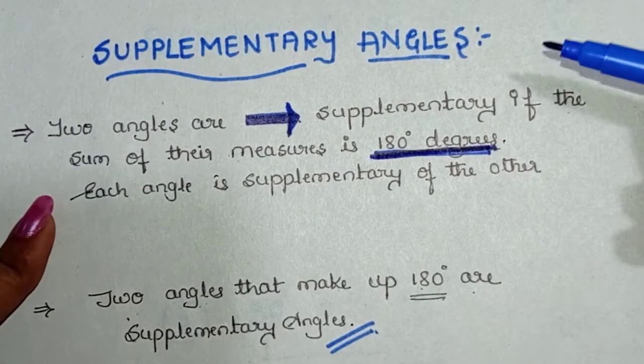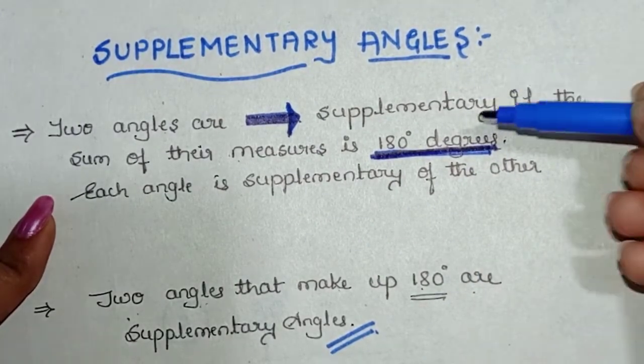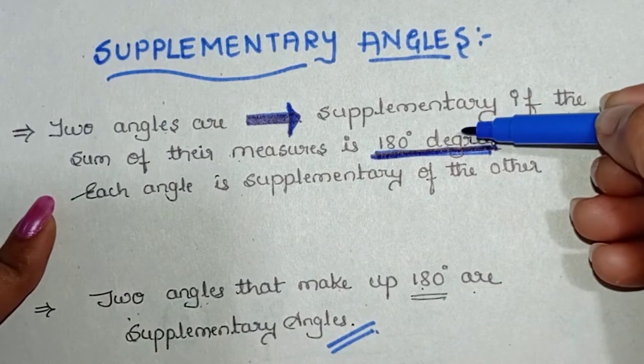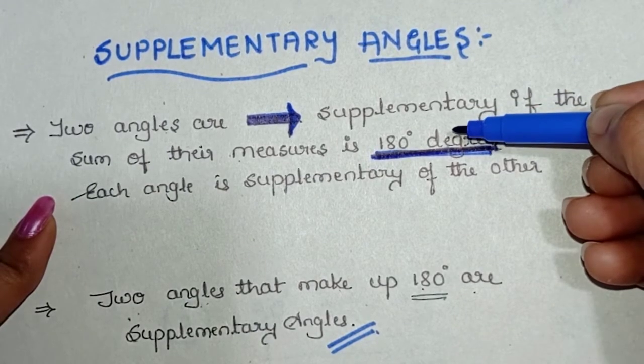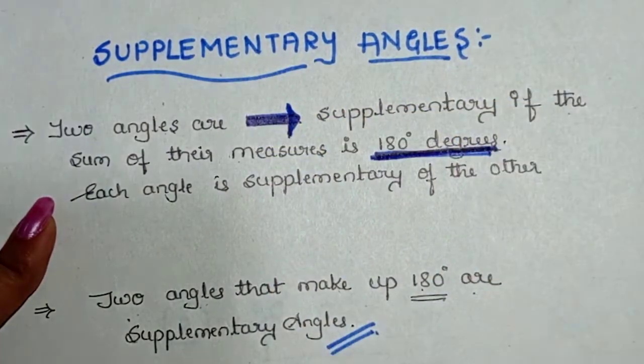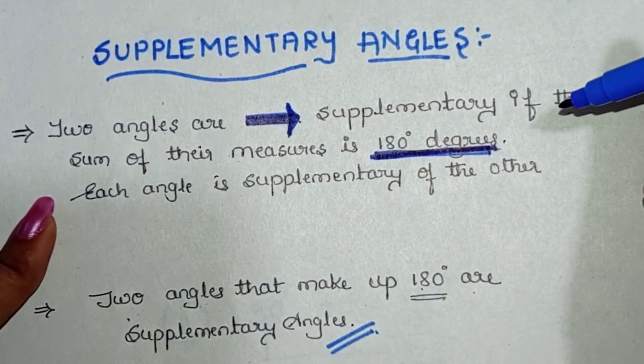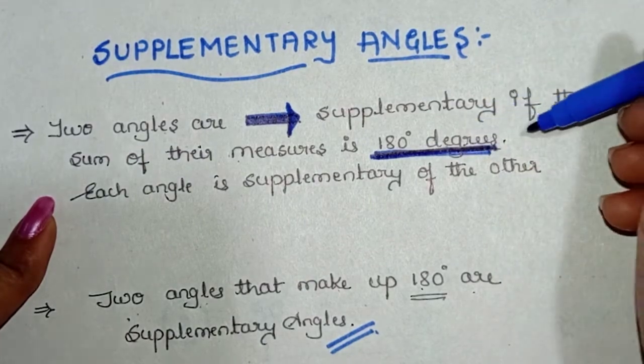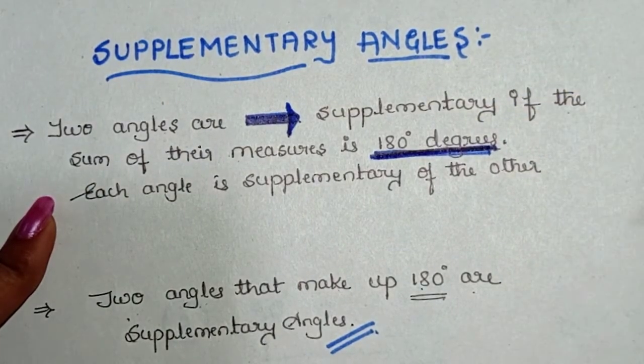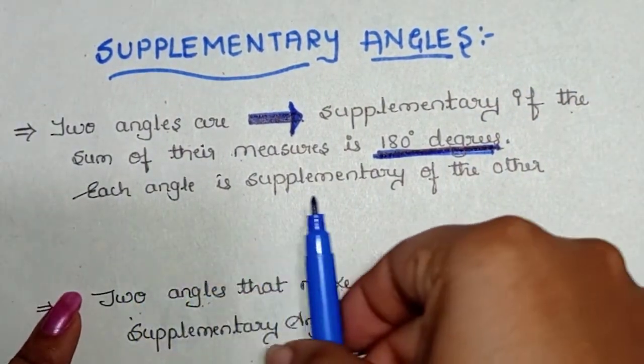Wherever the sum of two angles is equal to 180 degrees and they lie on the same straight line, such types of angles are called supplementary angles. Or even if they don't lie on the same straight line, when they add up to 180 degrees they are also called supplementary angles. Here each angle is the supplement of the other.